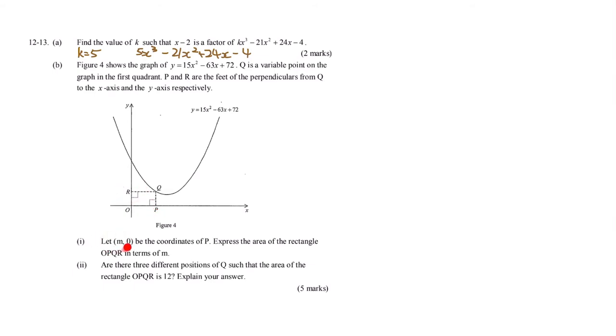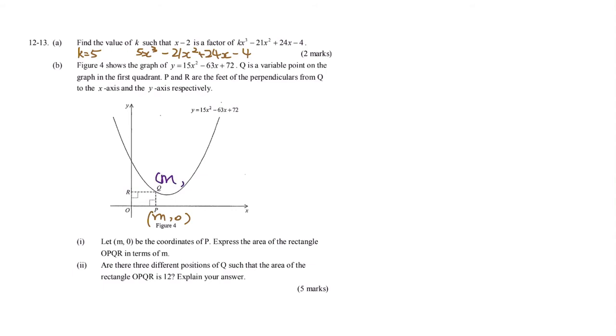First question: let (m, 0) be the coordinates of P. If they are giving you that, let's also write it as m and 0. It's 0 here because it's on the x-axis, and the value of y on the x-axis is always 0. The x we are given as m here. If this is m, how about this Q? What's the x coordinate of Q? Well, it's also the same, m.